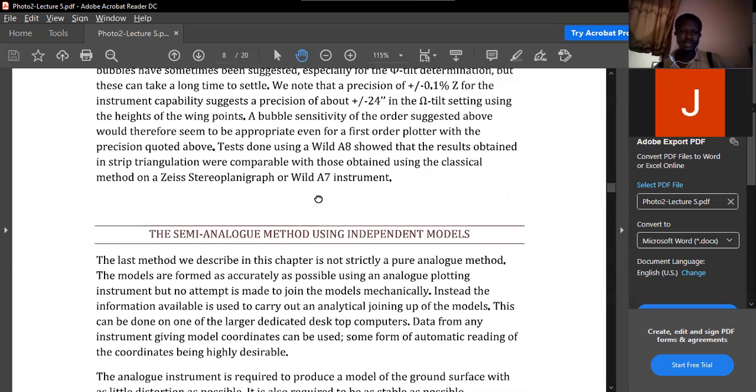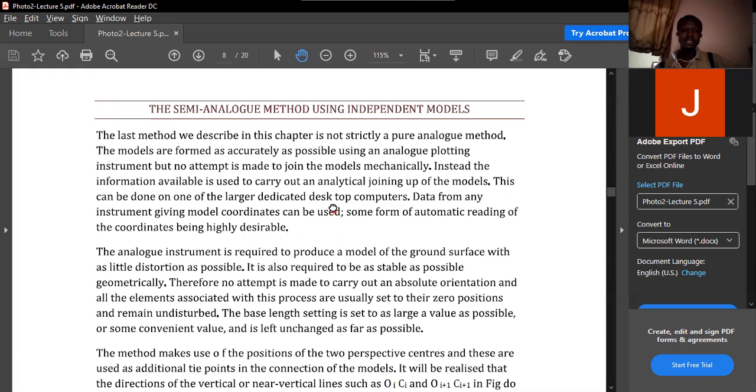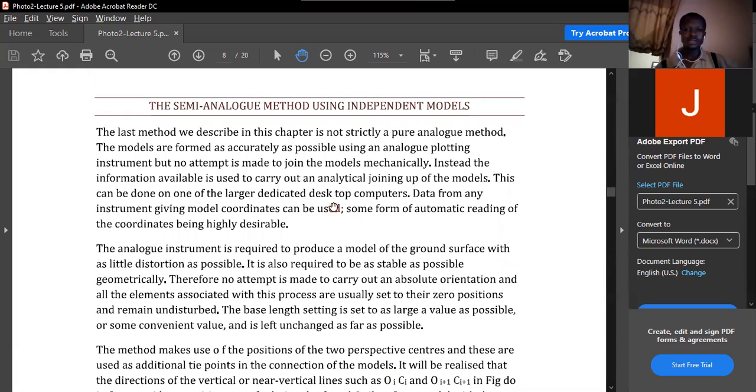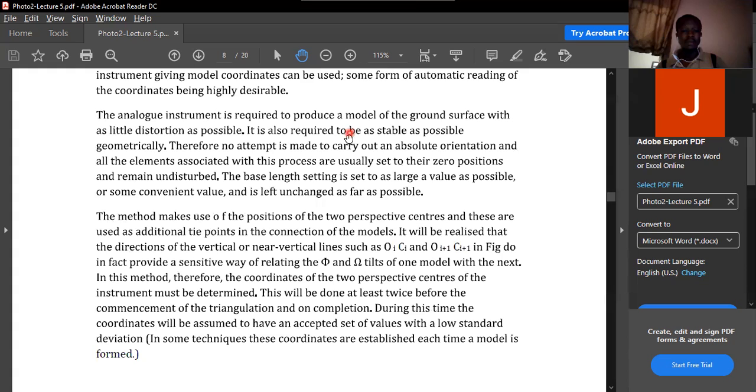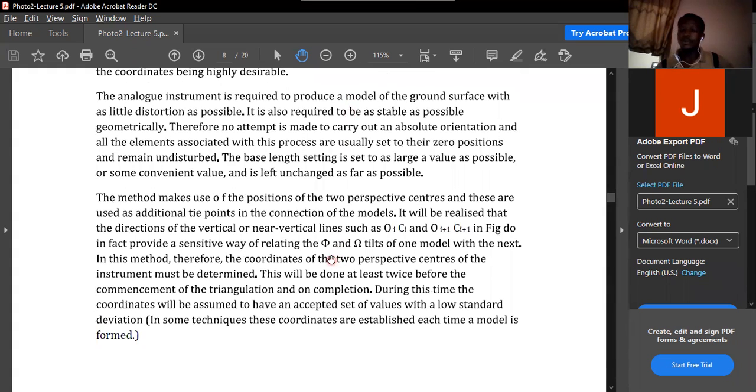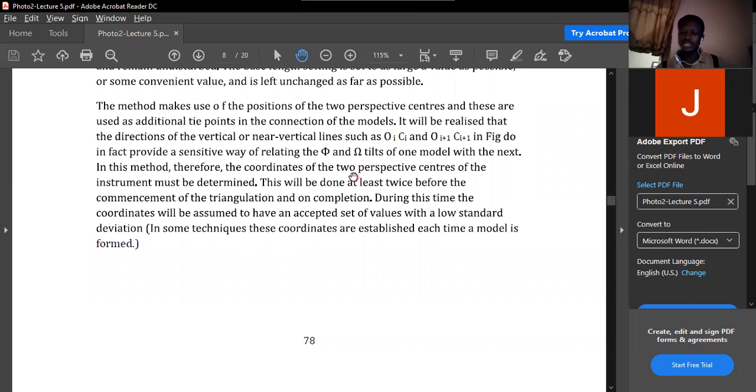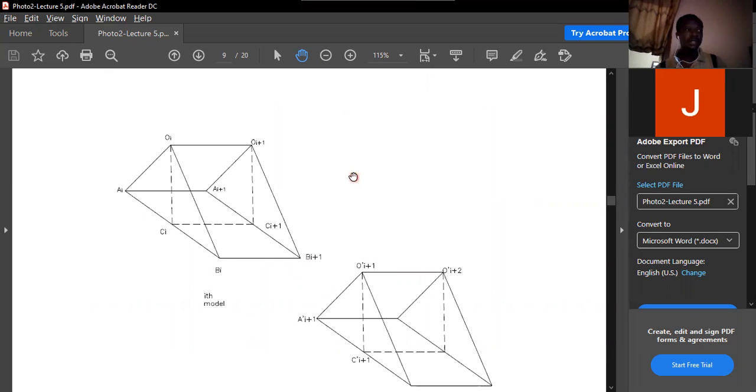The last method really is in between analog and digital. So we describe it as the semi-analog method using independent models. Is that okay? Semi-analog, so it's not fully analog. But basically what that means is that we carry on with some of the things we've talked about in terms of relative orientation, all that is done. But in joining the models, it's a mathematical process. So you make use of orientation and shifts. Remember, we just talked about the similarity transformation, conformal transformation.